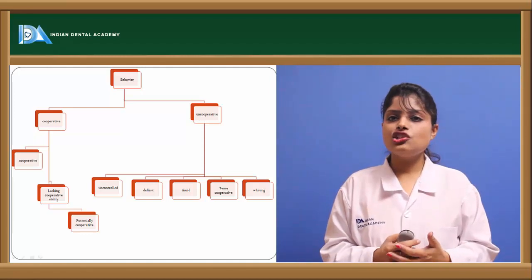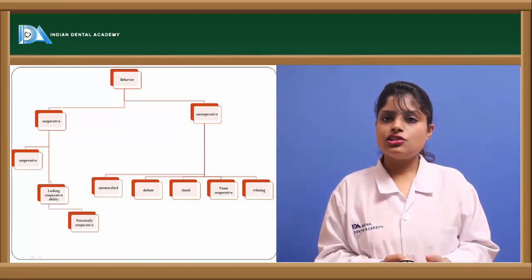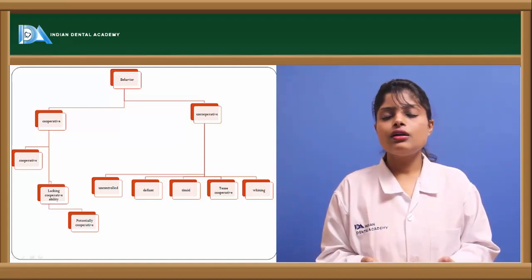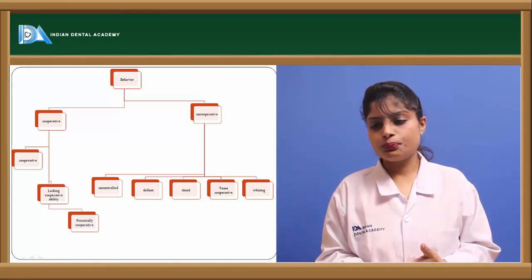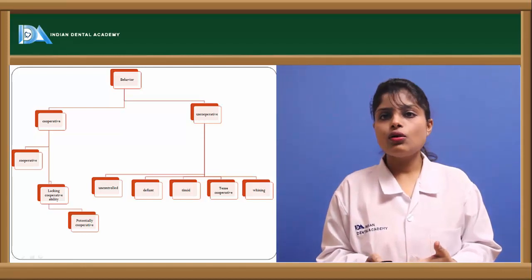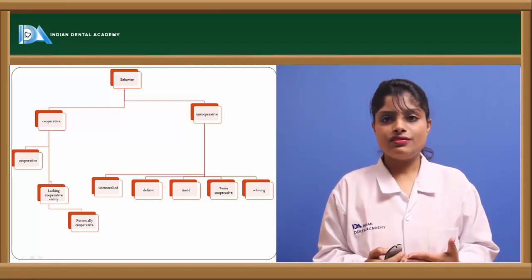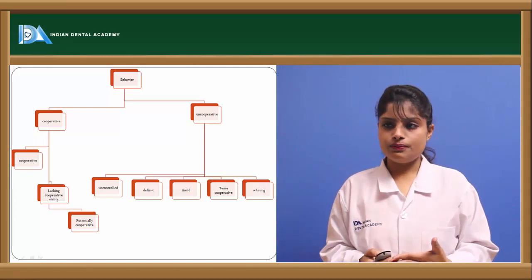Now what is a defiant child? A defiant child defies the instructions of the dentist. He will not obey the dentist at all. He is also a stubborn or spoiled child due to the over-pampering or overprotective nature of the parents.